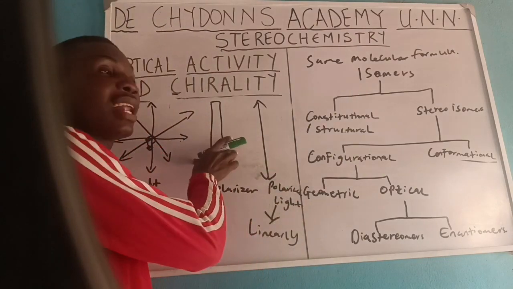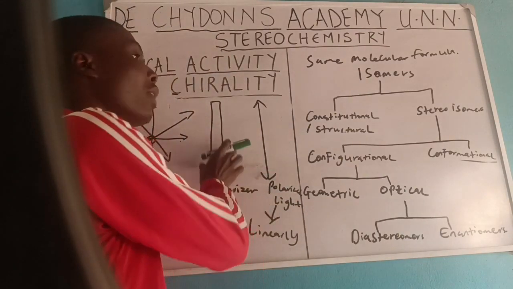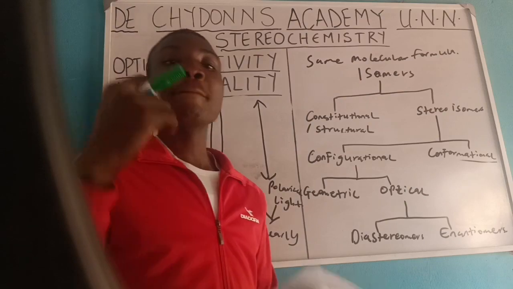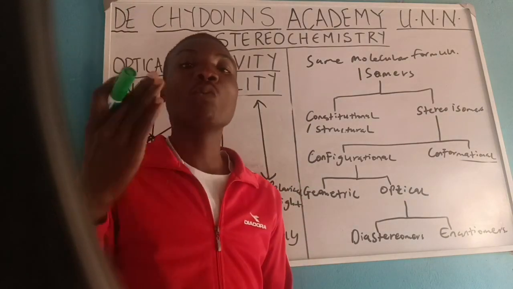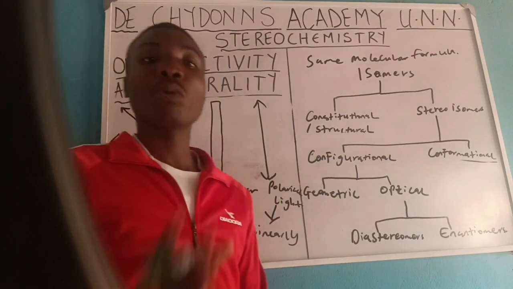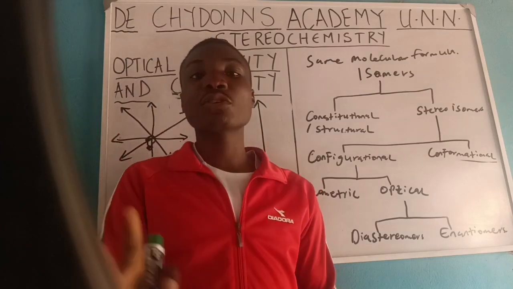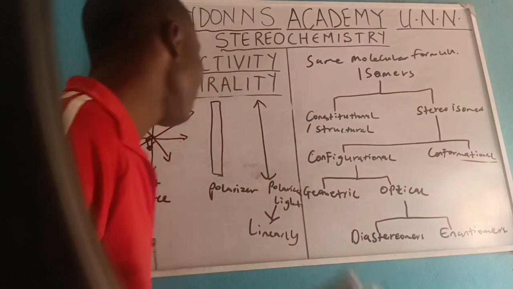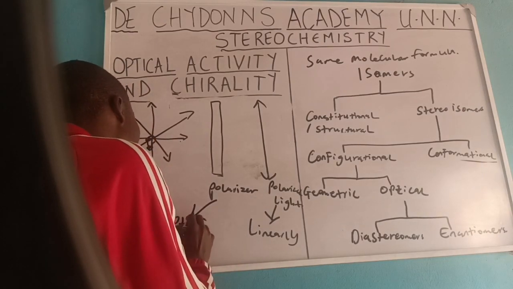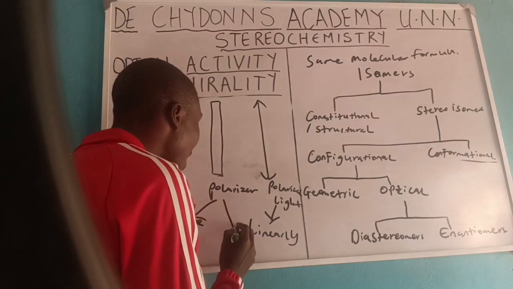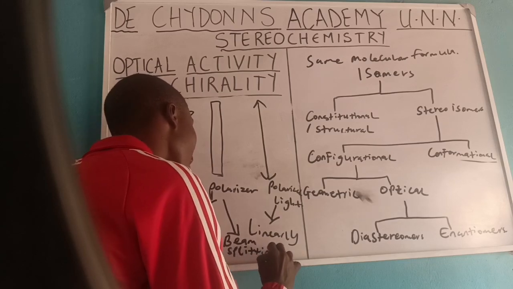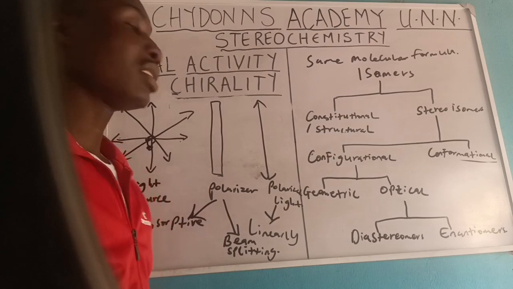Let me talk a little bit about polarizers before making progress. Polarizers are equipment or substances that you use to make light travel or vibrate in one plane. That is what we refer to as polarizers. We have two basic types of polarizers: the absorptive polarizers and the beam splitting polarizers.